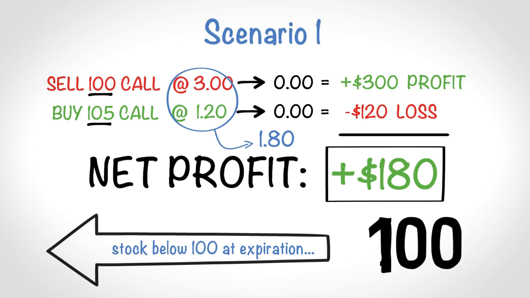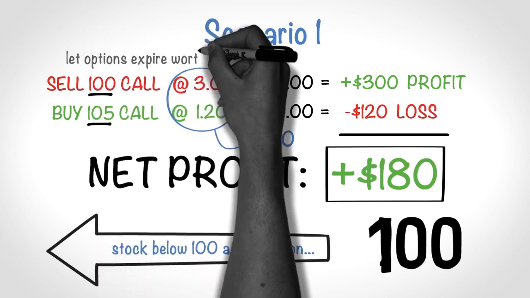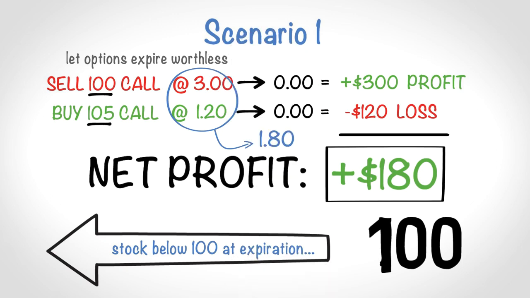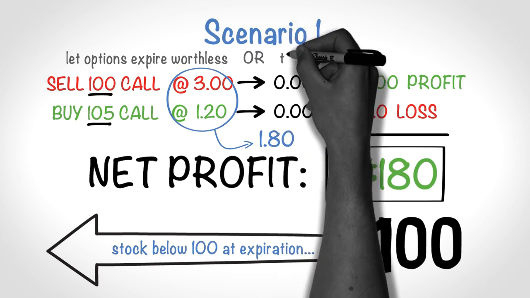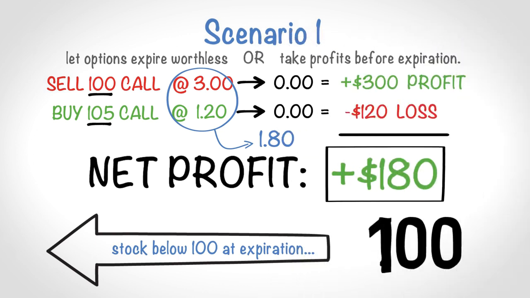Now, in this scenario, we don't have to do anything with this trade. We can let these options expire worthless, and they will disappear from our account, and we won't have to pay any commissions to close it. Or, if you'd like, you could also close the trade anytime prior to expiration. Now, let's check out another scenario.